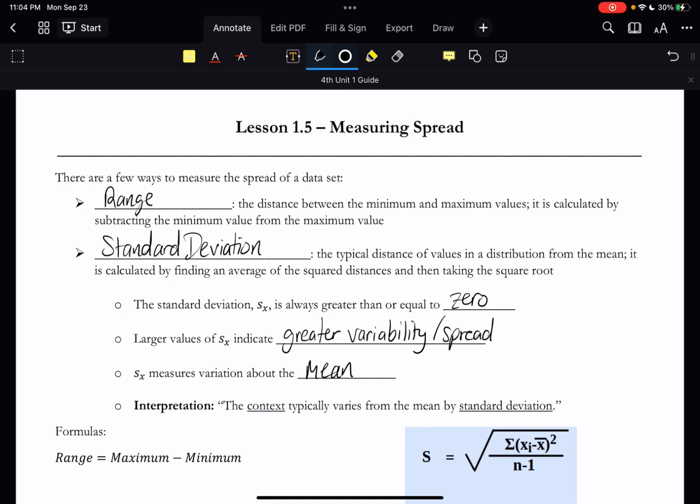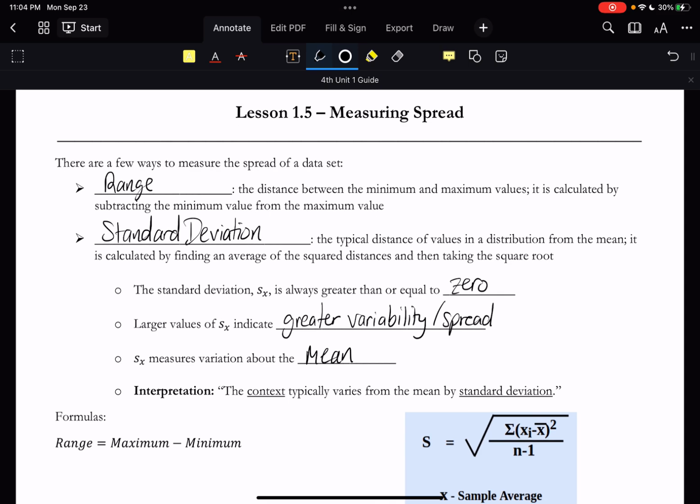Okay, so in this lesson, we're going to talk about how we measure the spread or the variability of a data set. So to start, two statistics. The first is the range, which is the distance between the minimum and maximum values, which we've been working with already. And then the new one is the standard deviation.